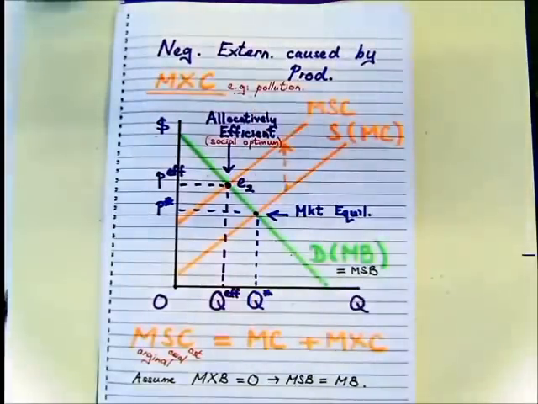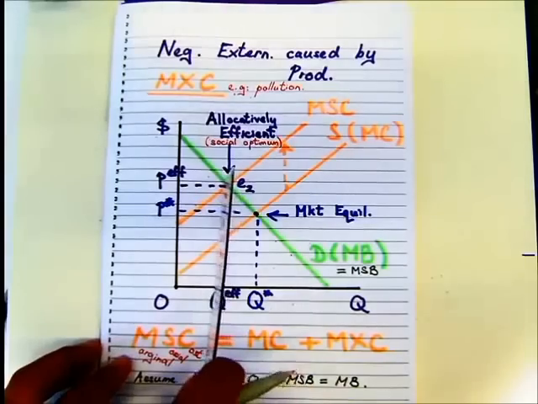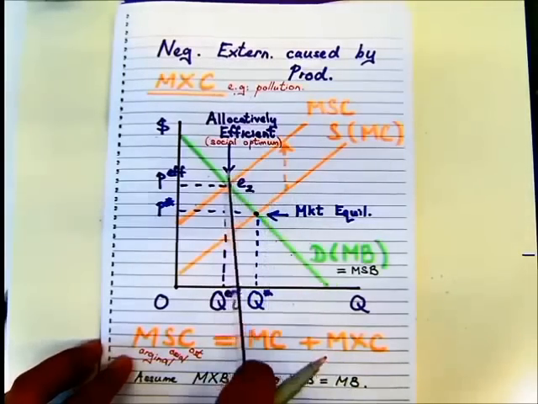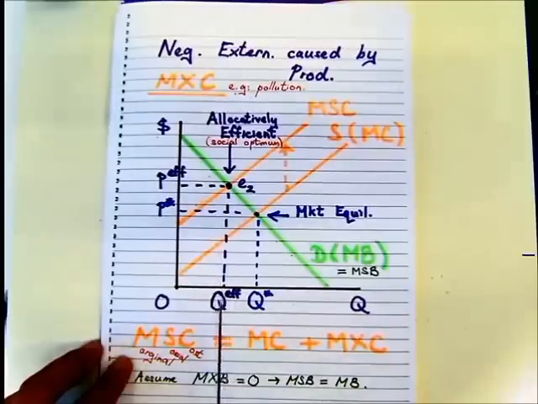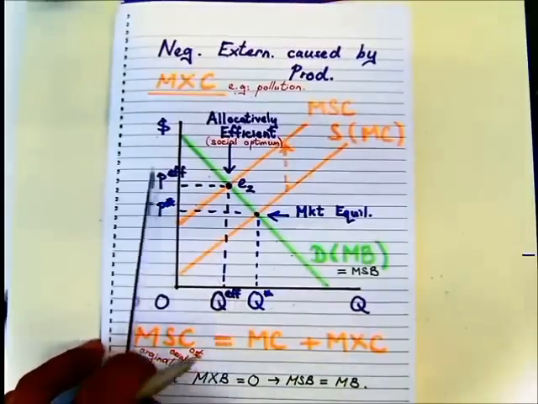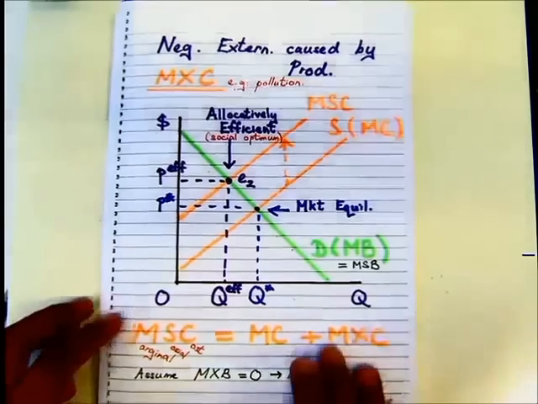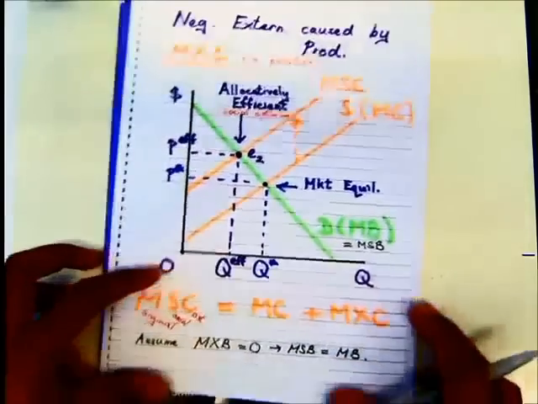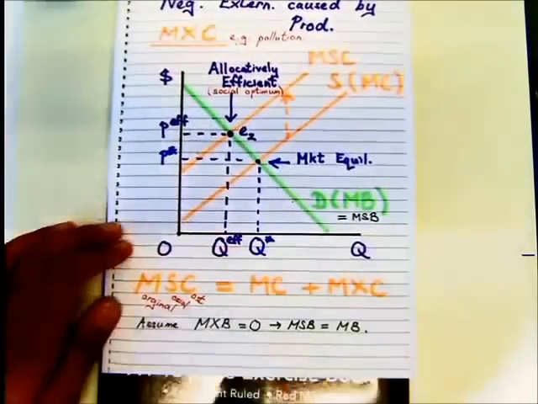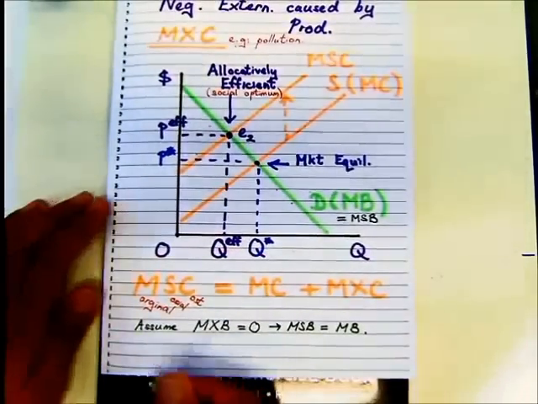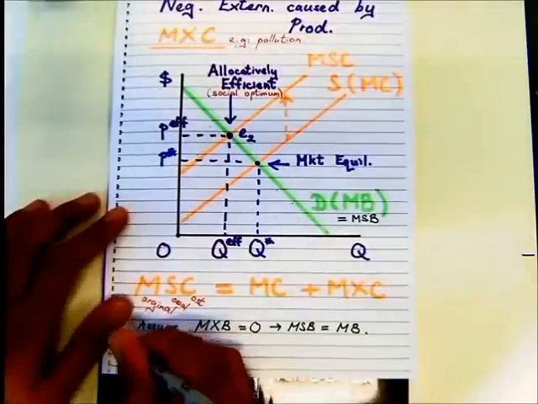From society's point of view, i.e. taking everyone into account, not just the firm, not just the buyers of their product, not just the workers, but also the third parties, we should be here. Even though we are here, we should be here. We should be producing this quantity, and we should be charging this price. So the market failure here is the firm is overproducing and the firm is underpricing its product.